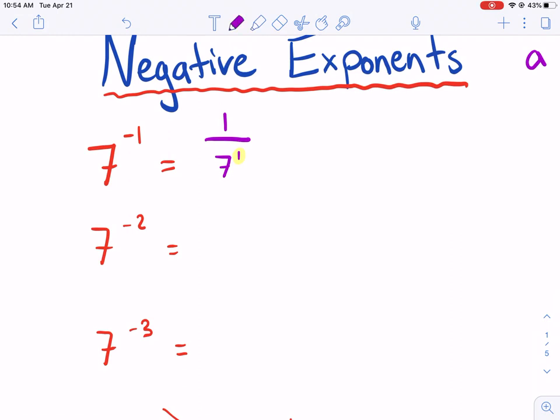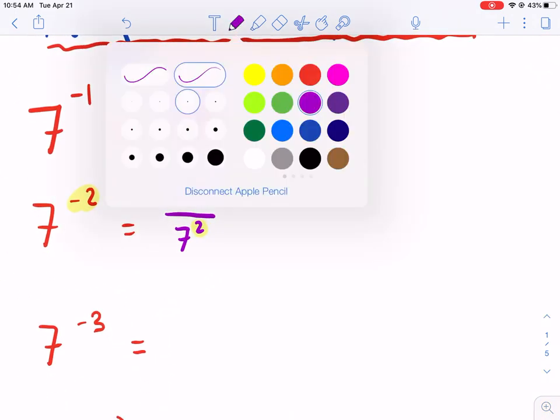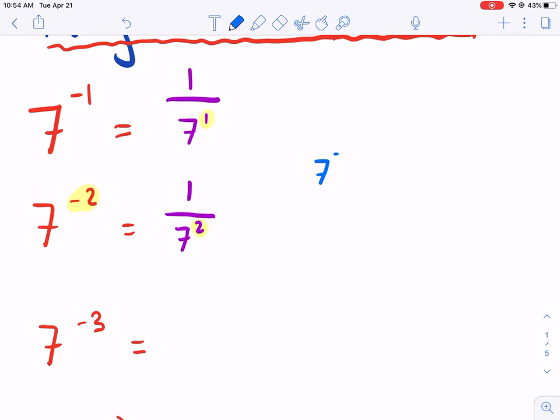So what happens if we have 7 to the -2? Well, in order to make it positive, okay, so if we wanted a positive exponent, we have to put it under 1, okay? So the -2 became +2, but it had to be over 1. A common mistake that I see is people rewrite 7 to the -2 like this.